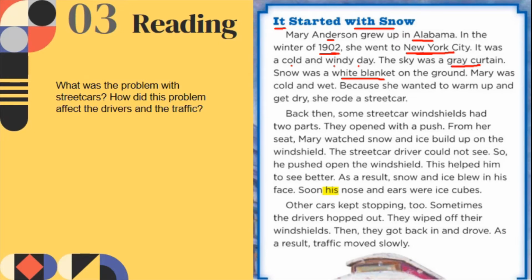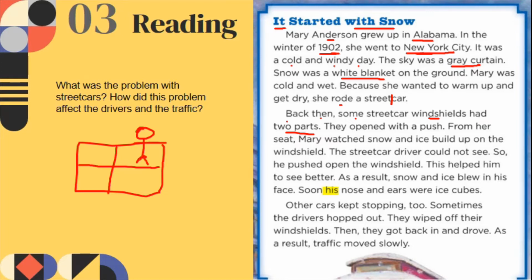Because she wanted to warm up and get dry, she rode a streetcar. Back then, some streetcar windshields had two parts. Let's assume that this is the car, and this is the windshield of the car. The windshields were made of two parts, maybe cut from here, just like the window in your room probably. And they opened with a push. So the driver who is driving the car used to push the windshield, this part for example, in order to open it.